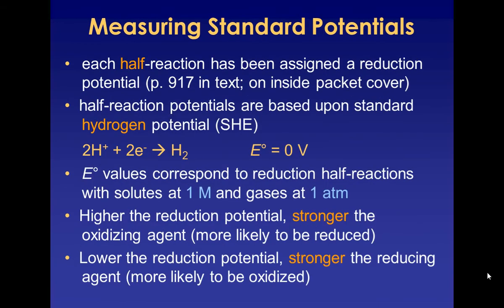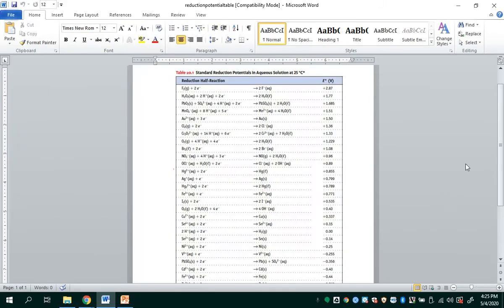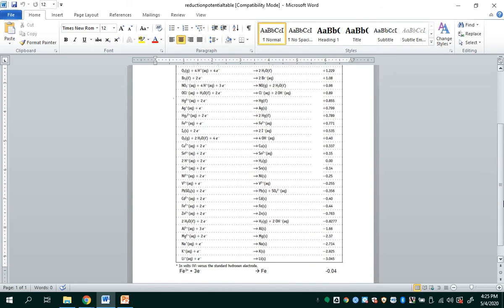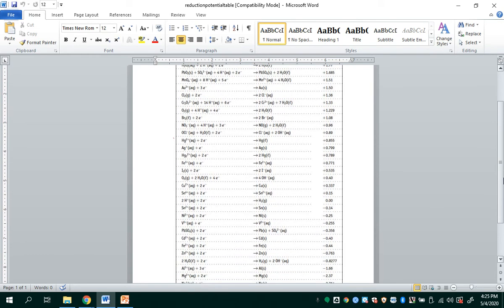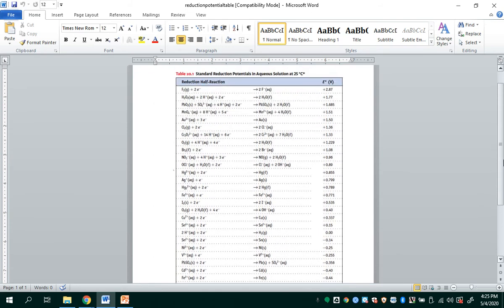So in your packets, both your note packets and in your homework packets, I have put this table that is also in your textbook that relates reduction potentials for different substances. So if you notice on this table, a lot of the half reactions are already written for you. They're already balanced. So there's not many that you may actually have to go through and balance, which I hope will help some with the stress. These are reduction half reactions because we always see the electrons on the left side of the arrow.